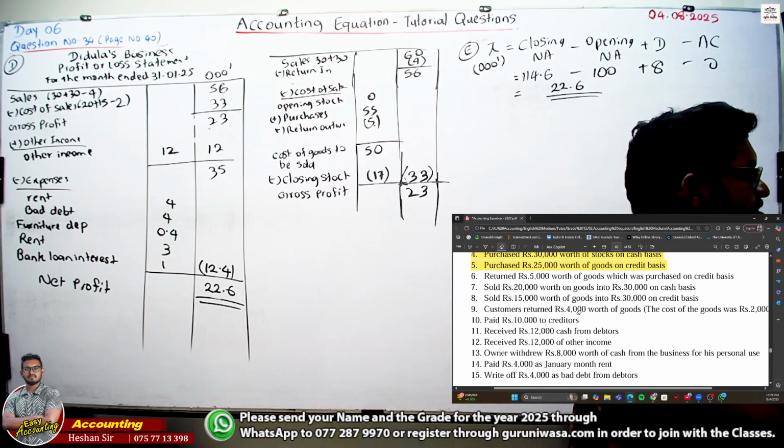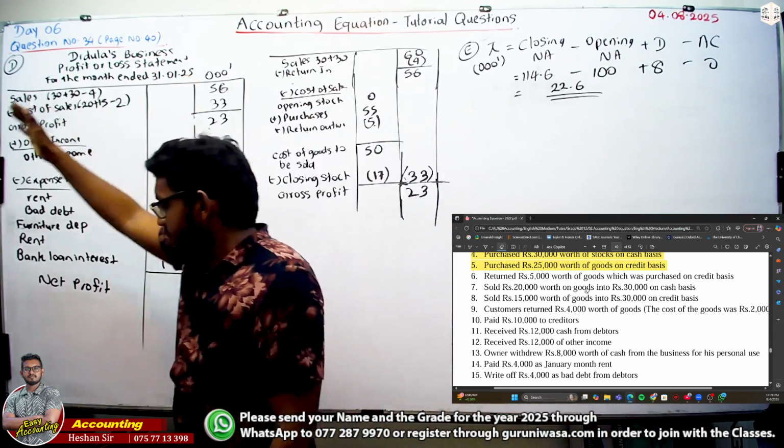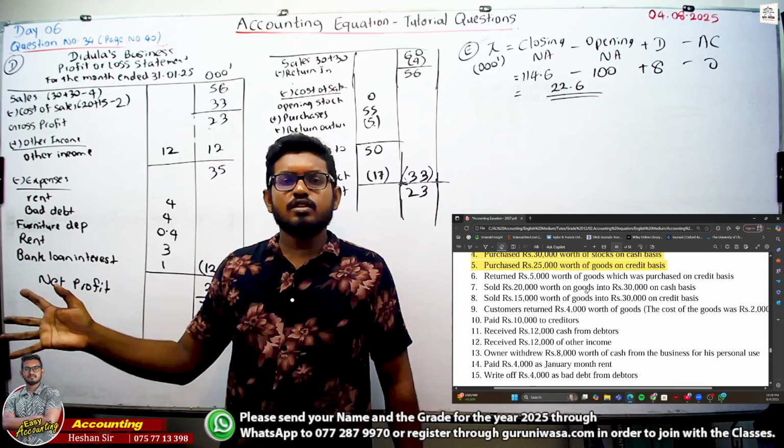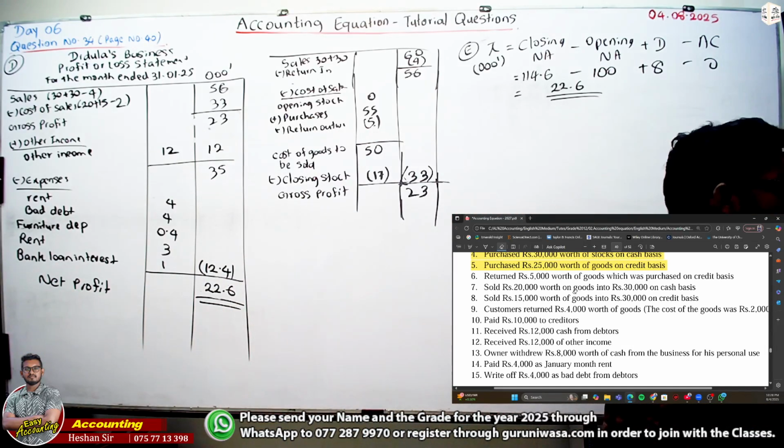So in here, just remember, in this method we take only things subject to the gross profit when it comes to purchasing and selling. Understand? Right? Other things are not subject.